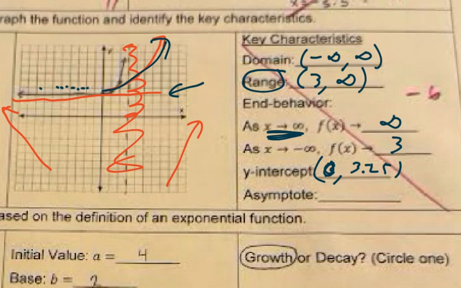Now, what about the asymptote? Your asymptote should have been, again, y equals 3. This would have been a horizontal asymptote. Horizontal asymptote. So there you have the graph and the key characteristics for number 8.